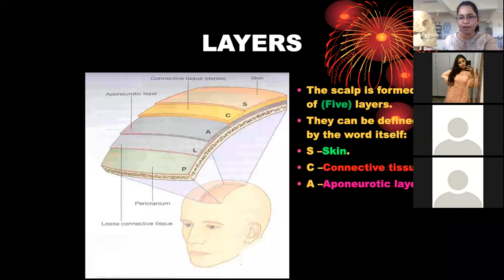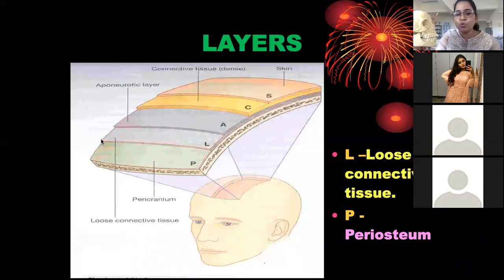So there are 5 layers: S, C, A, L, P. S stands for skin. Now if I remove the skin from the scalp, then what will I see? I'll see the connective tissue layer. After the connective tissue, there is a layer called the aponeurotic layer. L stands for loose areolar tissue or loose connective tissue. P stands for pericranium. Today we are going to understand all these 5 layers.